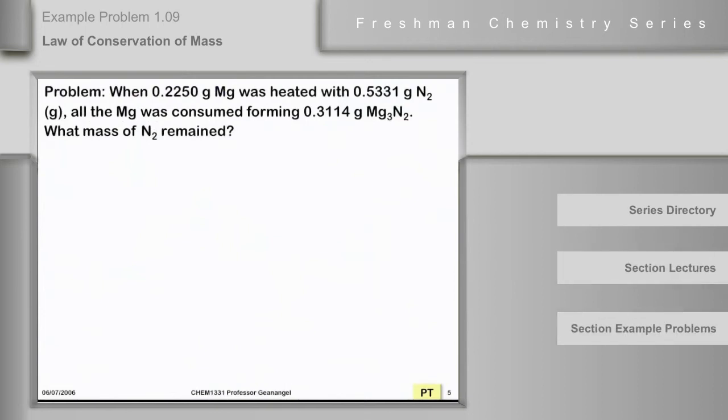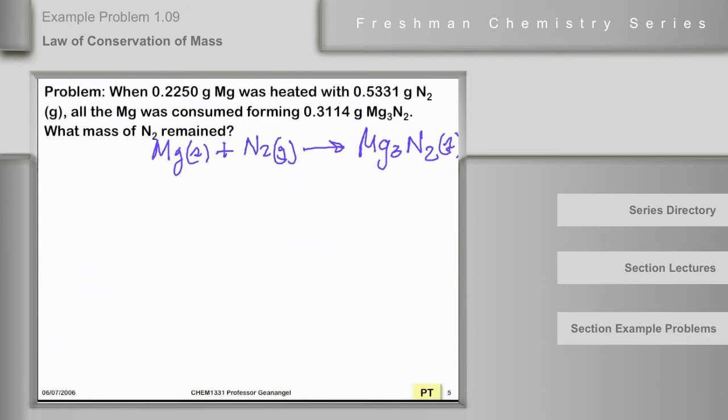Here's a problem that has to do with the conservation of mass. Notice here that we have magnesium, which is a solid, and it's being heated with dinitrogen gas. The product, it says, is magnesium nitride, and it gives a formula for it over here. Don't worry about the formula, we're just saying this is magnesium nitride, and it turns out it's a solid.